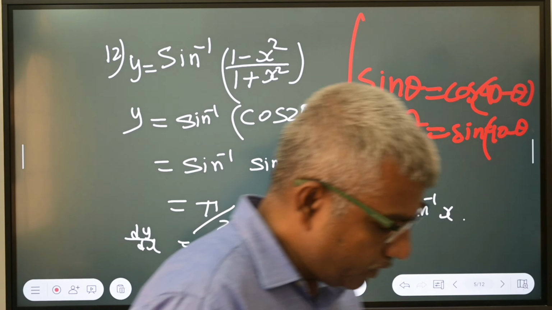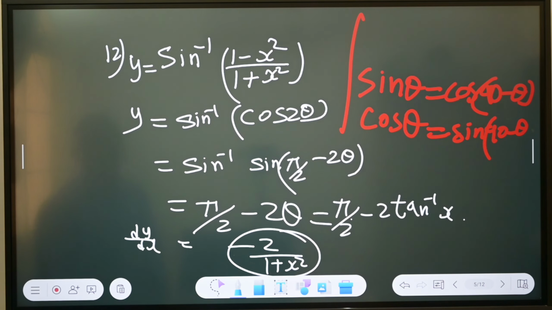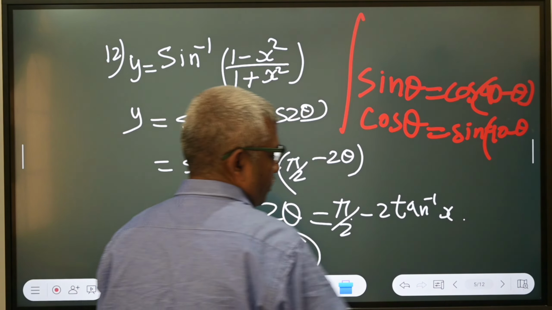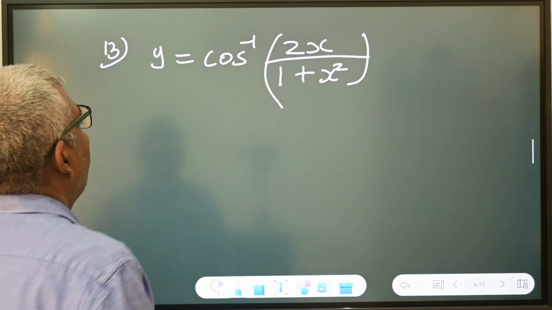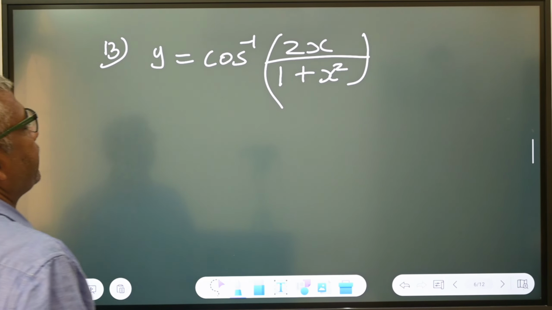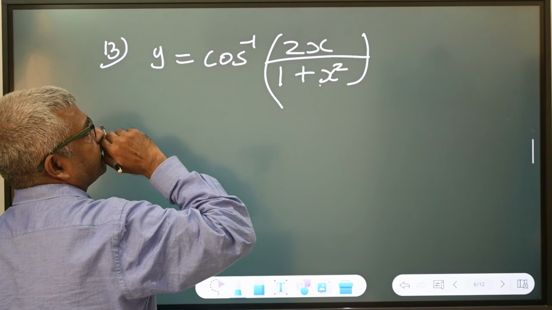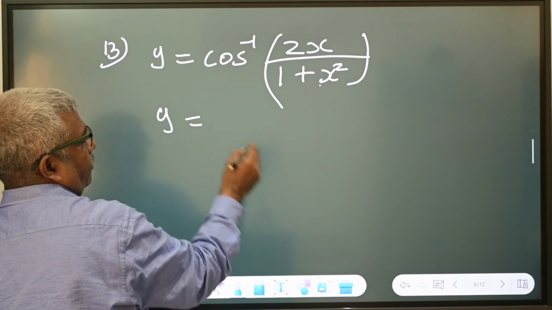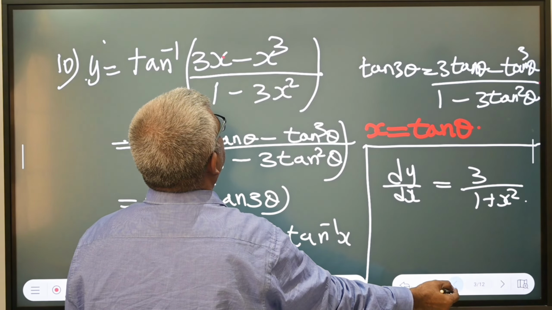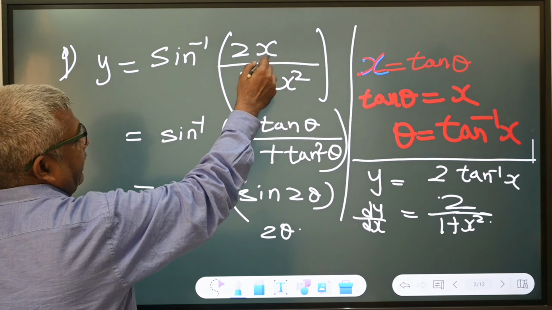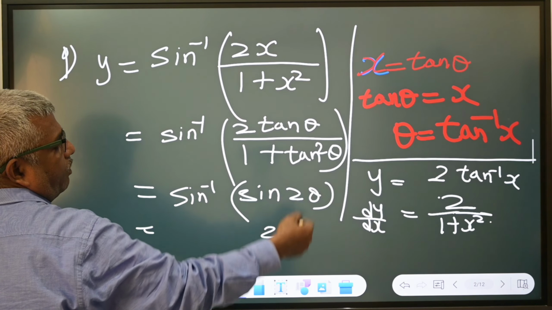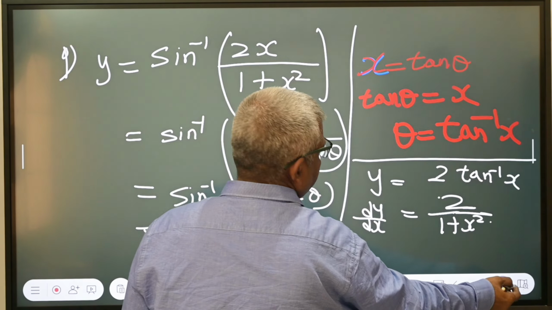Okay. Question number 13. y equal to cos inverse of 2 tan theta over 1 plus tan square theta. Same case. This will be like sin theta. Look at question number 9. x is equal to tan theta means 2 tan theta over 1 plus tan square theta.